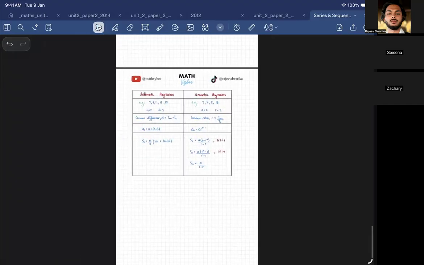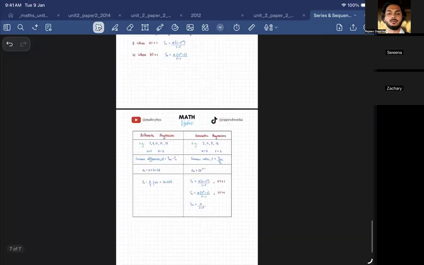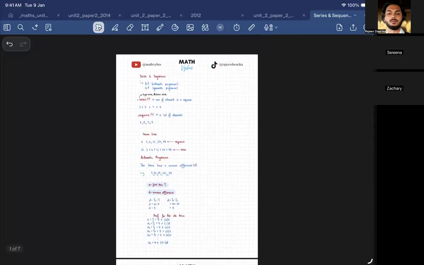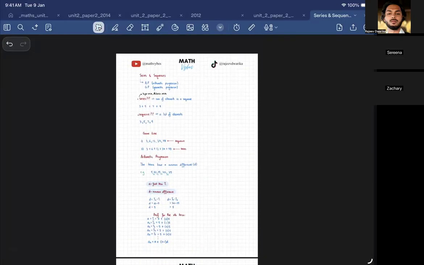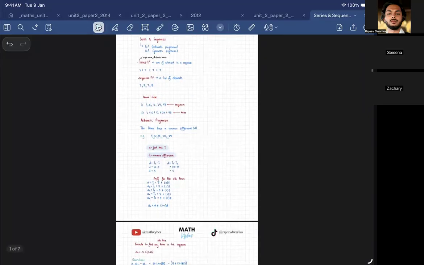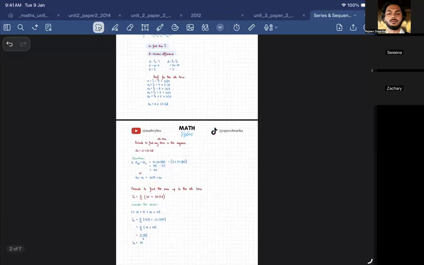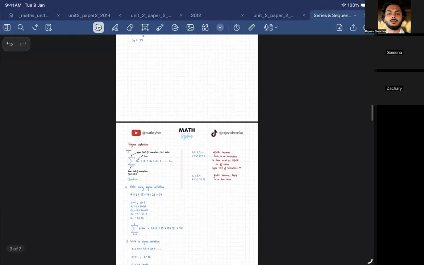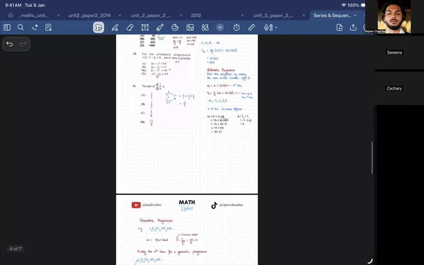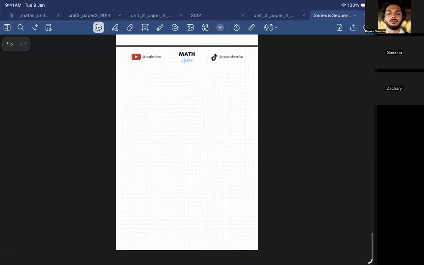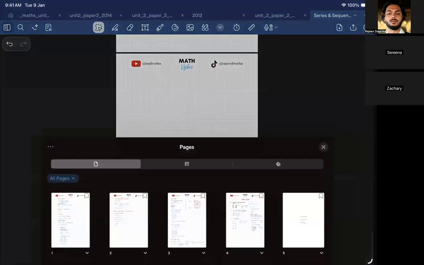Well, let me do a past paper question now. So what did we cover? We covered what a series is versus a sequence. We looked at arithmetic progressions. We looked at geometric progressions. We looked at sigma notation. So we should be well equipped for some past paper questions. So let's go.